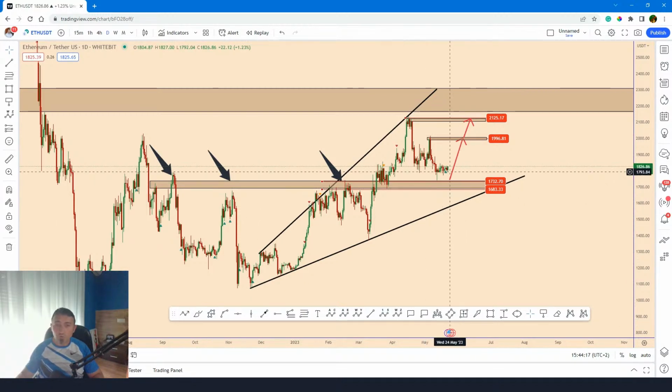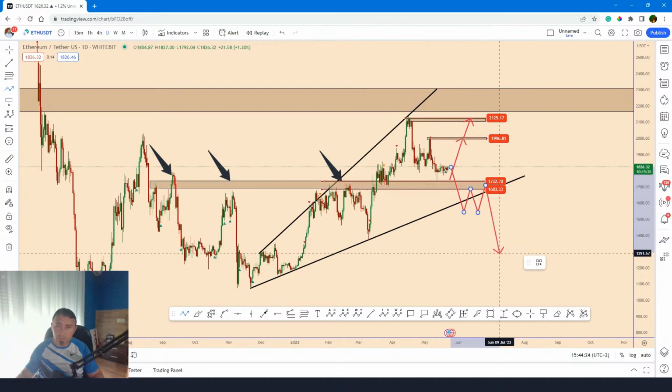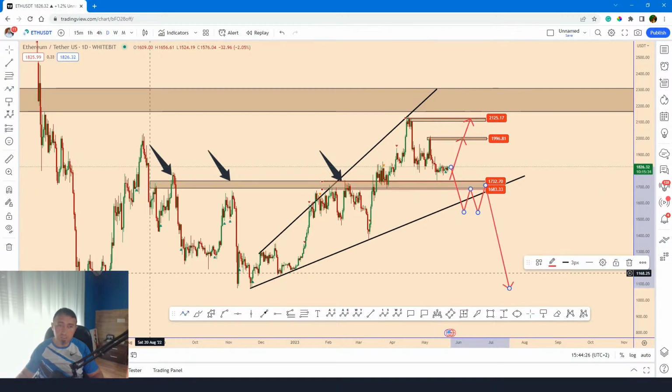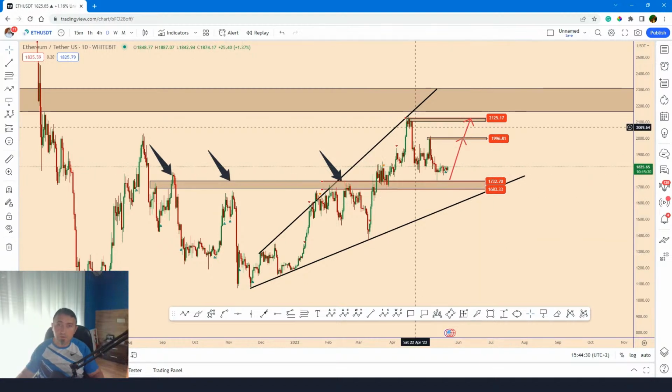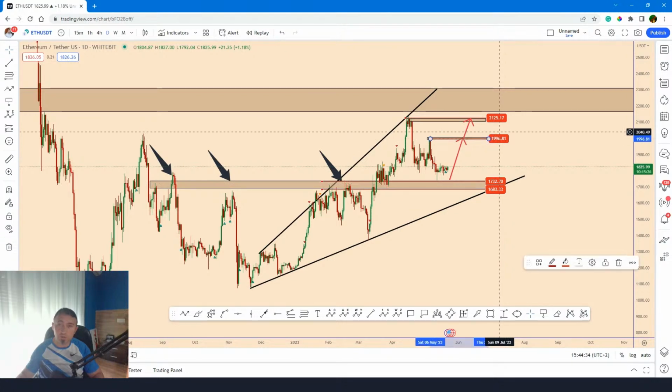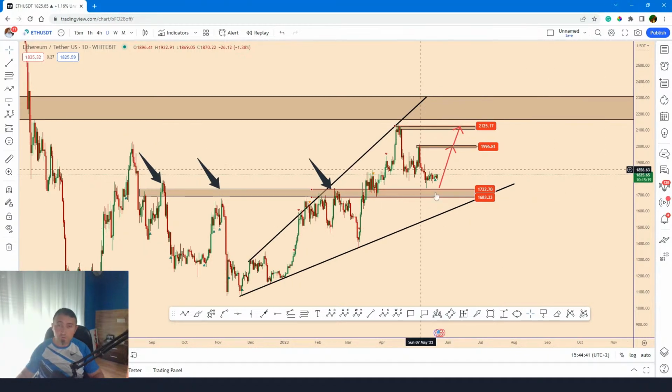A bearish movement will begin only when the price invalidates this picture, and after this pattern breakout, we may see Ethereum move down. Until that moment, we are just developing within this zone, 1730, 2000 and 2125 approximately. So this is overall for Bitcoin, for Ethereum, sorry.